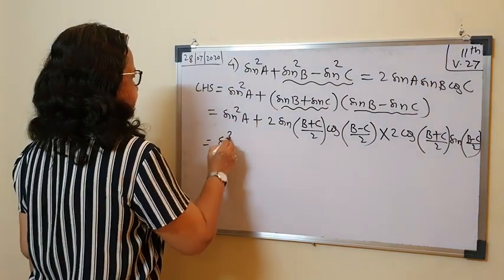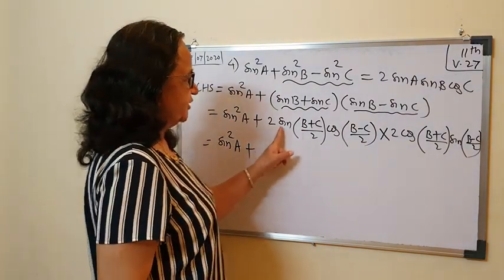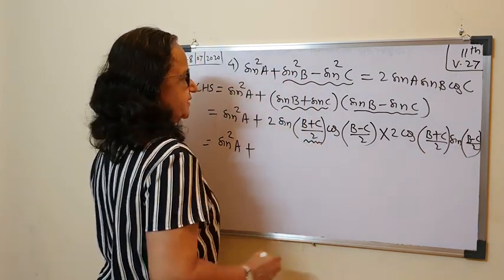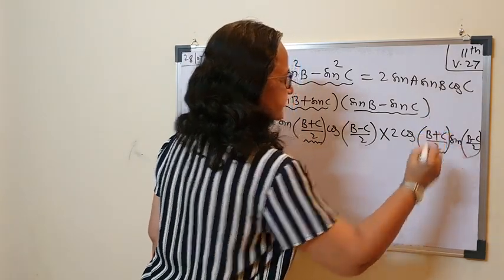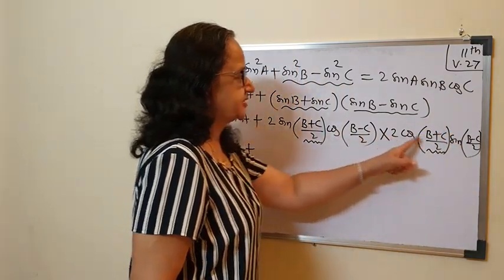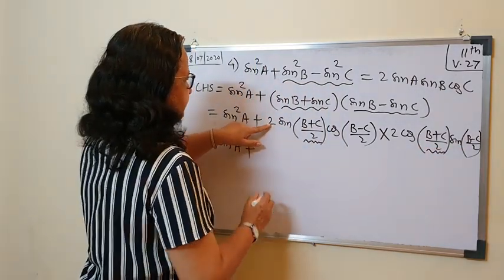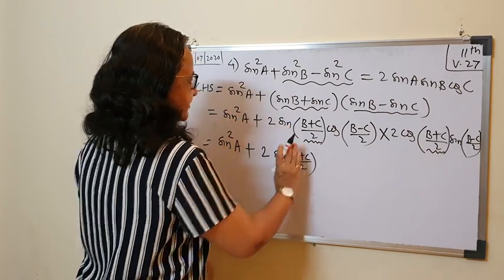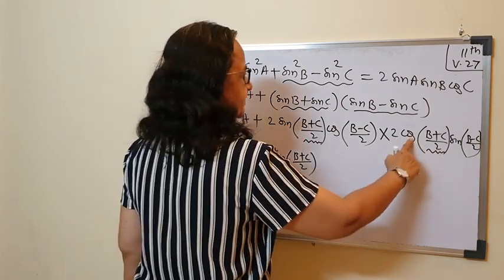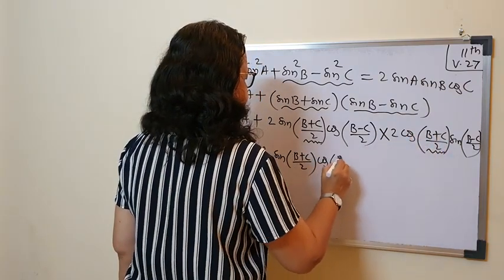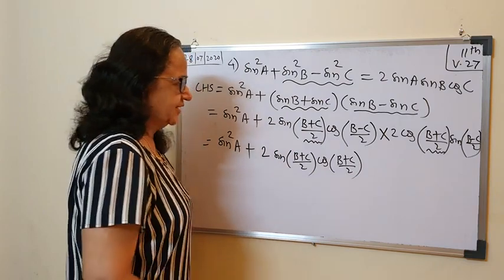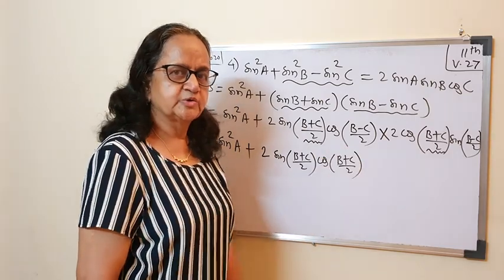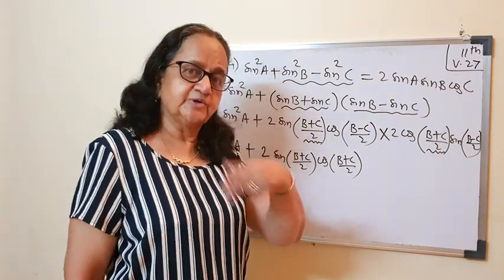First term no change, sin²A plus. Now this is all product. I want you to see the angle B plus C by 2; the same angle is here. Because it is multiplication, I can interchange the order. So I copy 2 sin (B plus C)/2. Suppose this angle I call theta. Then I copy cos (B plus C)/2. Do you see? 2 sin theta cos theta, which is sin 2 theta, double.